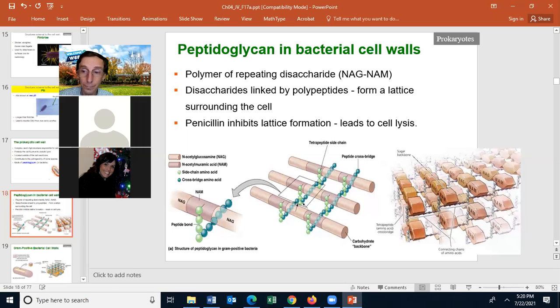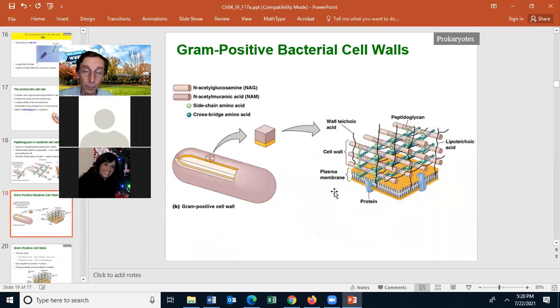All right, let's look at the cell wall in a little more detail. There are two types of cell walls. There's a gram-positive cell wall, which is a thick purple layer on top of the yellow layer, the cell membrane. And as you know, that's a lipid bilayer, and we'll talk a little bit more about that later in the lesson.